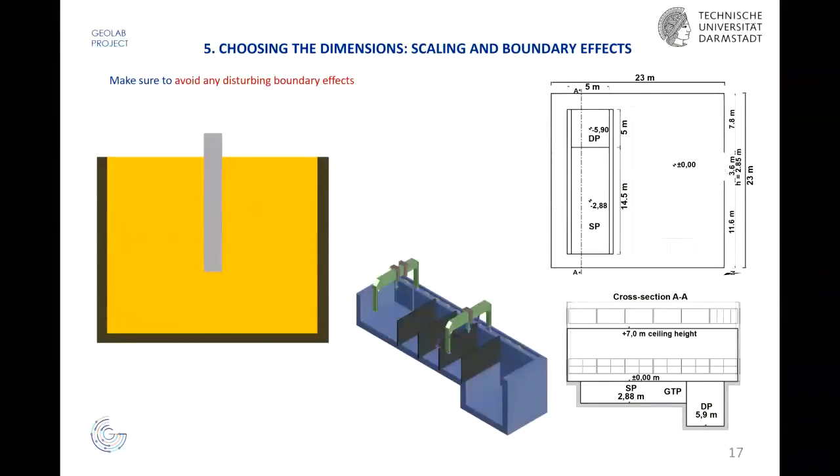And next thing is, of course, we have to avoid any boundary effects. So if we have a pile here and we want to load it, what do you think? How could you determine a good distance to your boundary? What do you think? How would you do that? Let's assume we want to perform again a horizontal loaded pile test here. What would you do now?